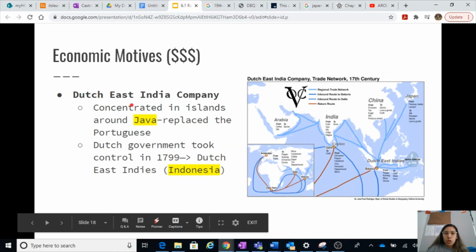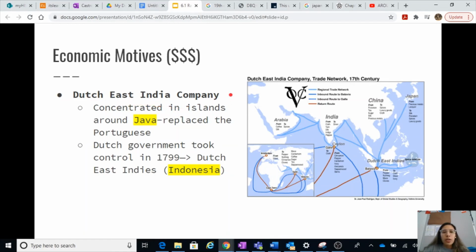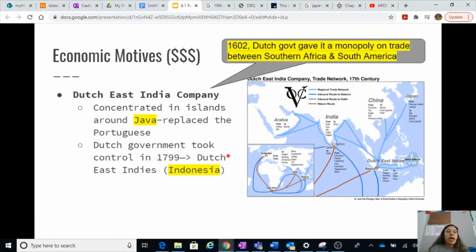The Dutch do a similar thing. There is a difference between the British and the Dutch. The Dutch were more interested in just making money. The British were more interested in controlling the population than the Dutch were.